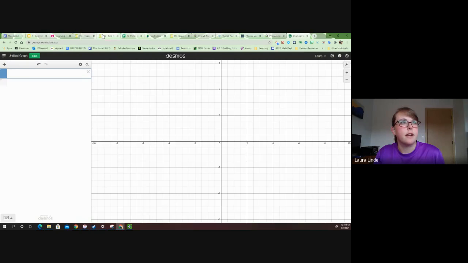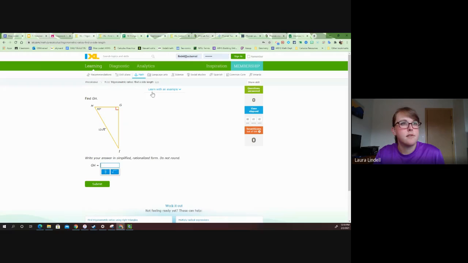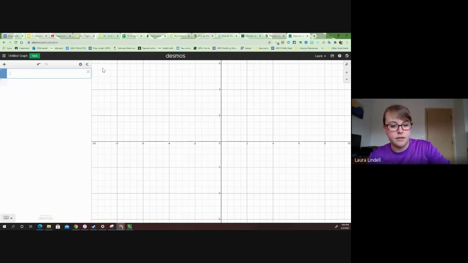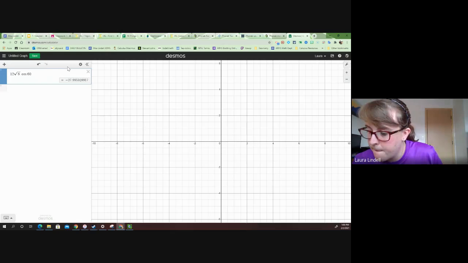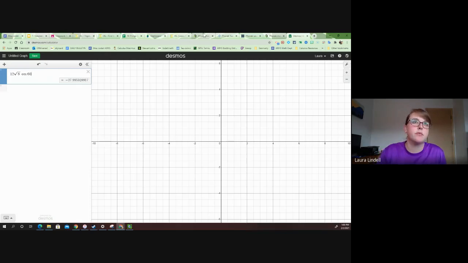Let's see. So as far as finding things in exact form, well, if you remember special right triangles, that'll help on this one. If you don't, then let's see. It might be okay actually if we, it'll be sine of 60, or wait, we want GH, just kidding. So cosine of 60, because that would be adjacent and hypotenuse. So you'd end up with 12 root 6 times cosine of 60. So you should, okay, well, cosine of 60 is 1/2.